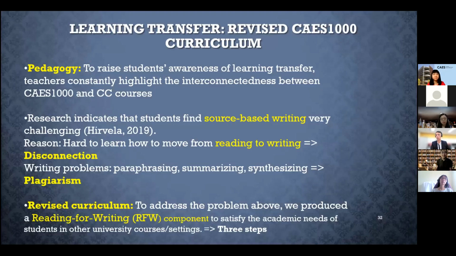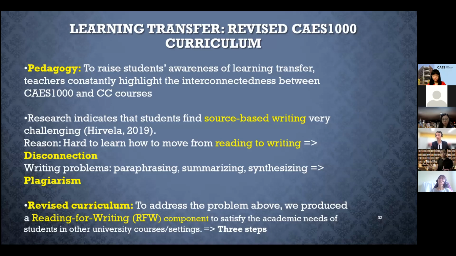Next slide, Lockie. Well, to raise students' awareness of learning transfer, teachers are constantly reminded to emphasize the interrelationship between CAS 1000 and Common Core courses. And previous research shows that most students tend to have serious problems in source-based writing. Students are not able to transfer what they read to their own writing. This leads to a lot of writing problems.